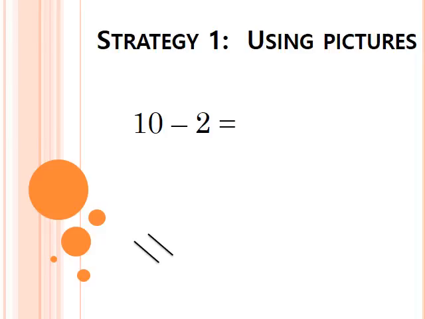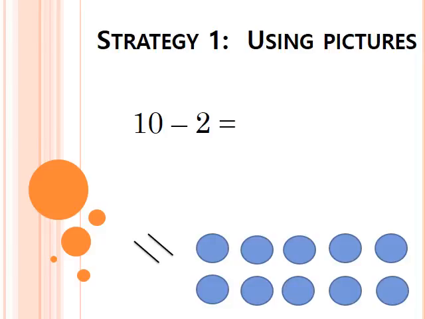Our first strategy is using pictures. The problem is 10 minus 2. So let's make a picture of 10 circles. And now let's take 2 away. When we do that, we have 8 left. Now remember, using pictures is a very good method. However, when you get bigger numbers, you have a lot of trouble getting the pictures made.